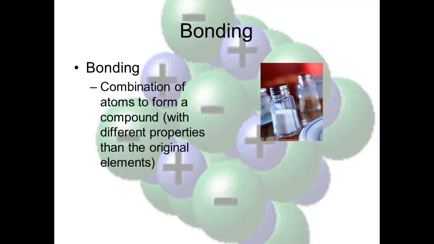And when you make a bond, you have a combination of atoms, and you form a compound. We should know what a compound is from way back at the beginning of the year. What we might not have thought about before is that that compound has different properties than the original elements that you start with.